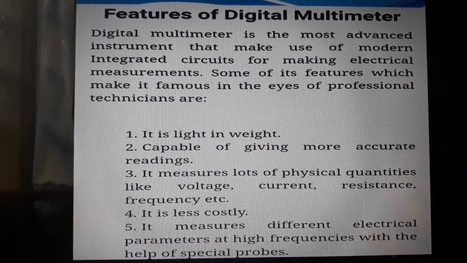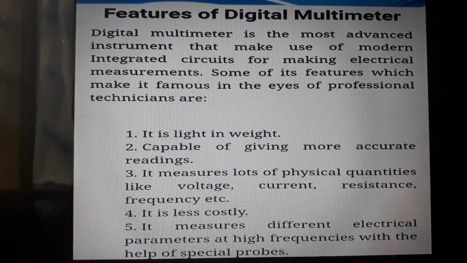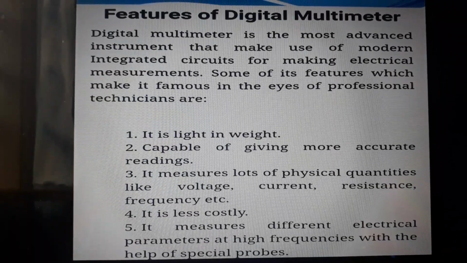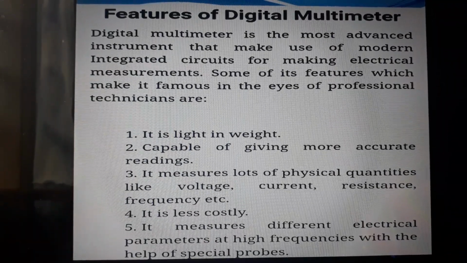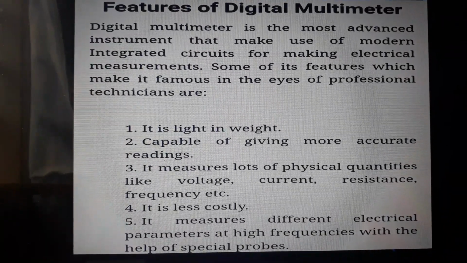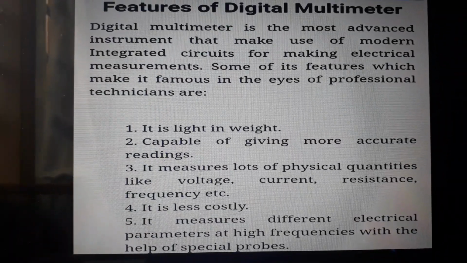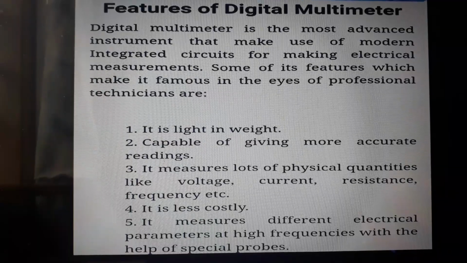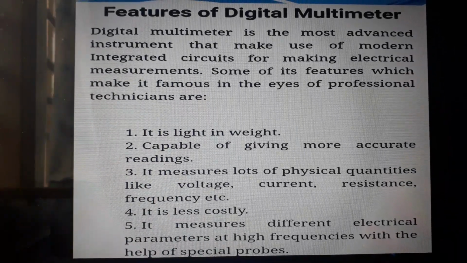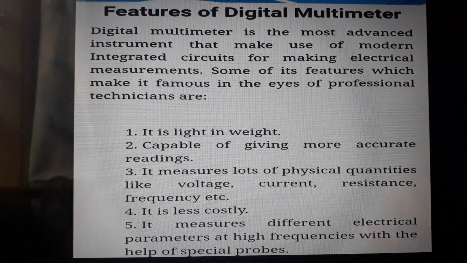Second, capable of giving more accurate readings, because it is a digital one which shows an exact display. Third, it measures a lot of physical quantities. Different physical quantities can be measured using a digital multimeter, for example voltage, current, resistance, frequency, or continuity between circuits, or it can also be used for checking the type of transistor, NPN or PNP. We can check by using a digital multimeter.